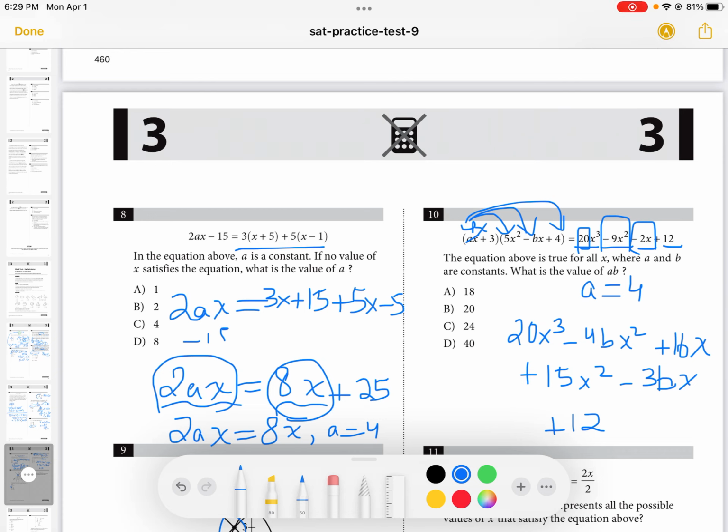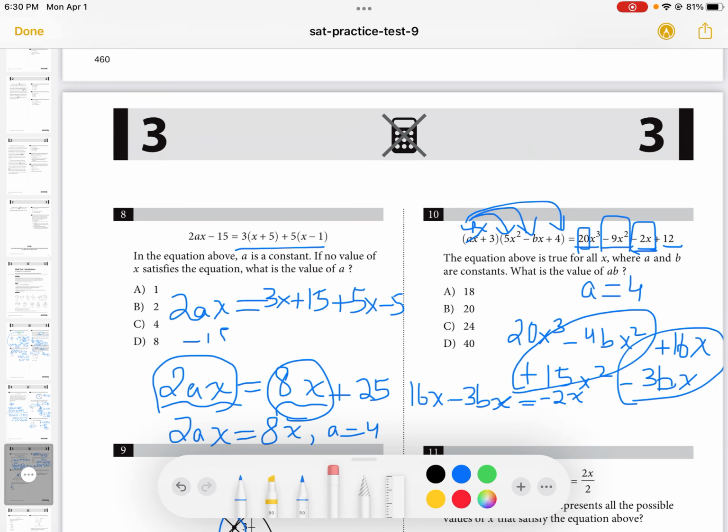Now, what we have to do is group these terms. So we can group these two terms and these two terms. So 16x minus 3bx has to equal that term, so negative 2x. And then, let me just make some space here, get rid of this.